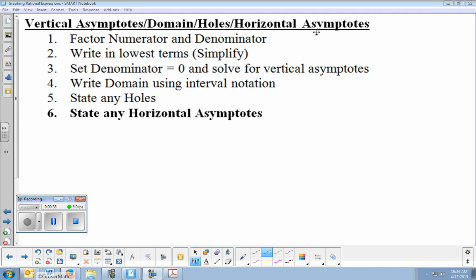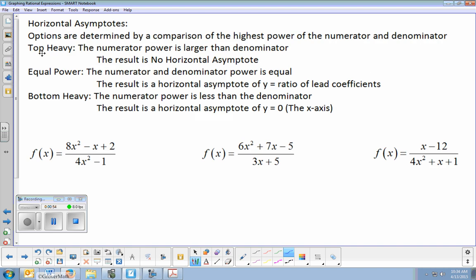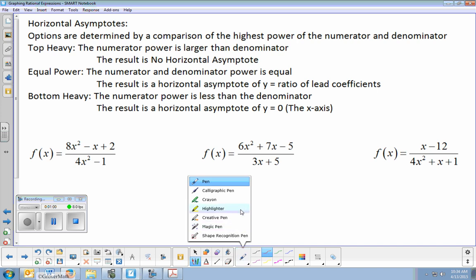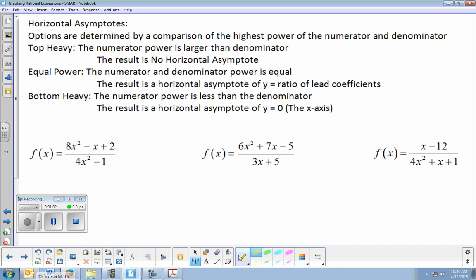Now we have horizontal asymptotes. So that's going to be step number 6 that we're adding to our previous 5 steps: state any horizontal asymptotes. And horizontal asymptotes are actually probably the easiest one of all to do. I have a little bit of extra notes here for you. Horizontal asymptotes, there are 3 things that could happen.